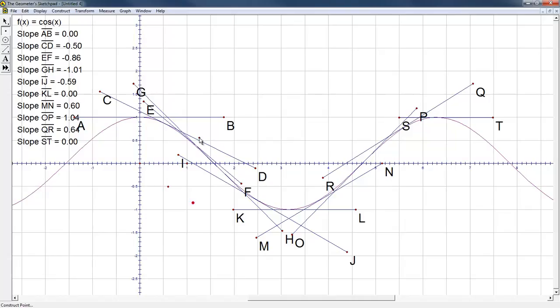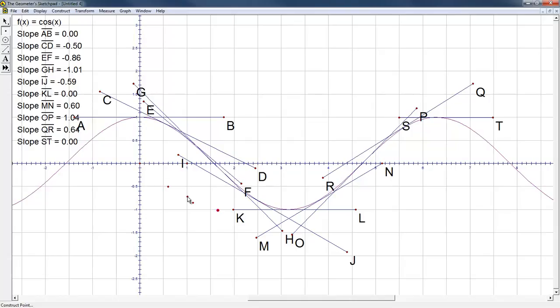And then the GH is the next one. GH. That's this one right here. So that one, let's see now, GH. They're so close it's hard to see. It's pretty close to right there. We're down at about, well, it's pretty close to negative 1. So, around there. There we go.